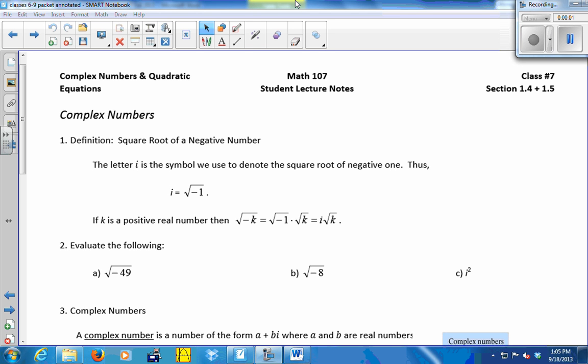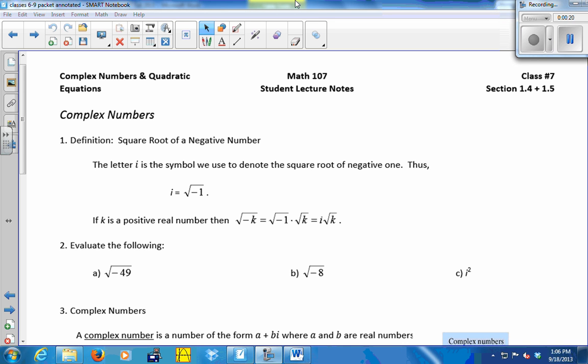to talk about complex numbers and quadratic equations. So this is section 1.4 and 1.5 in your text. So the definition of a complex number. Okay, so the square root of a negative number.